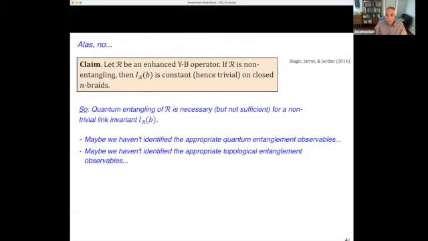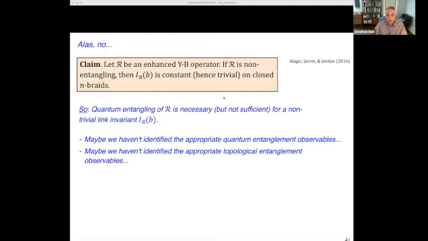This was demonstrated in this review article by Elagic and colleagues in 2016. So they showed that given an enhanced Yang-Baxter operator, if it's non-entangling, then the corresponding link invariant is constant and hence trivial on closed N braids. In other words, quantum entangling of an enhanced Yang-Baxter operator is necessary, but not sufficient, for a non-trivial link invariant.